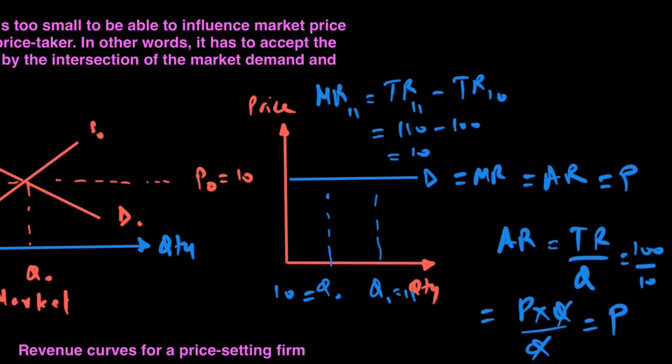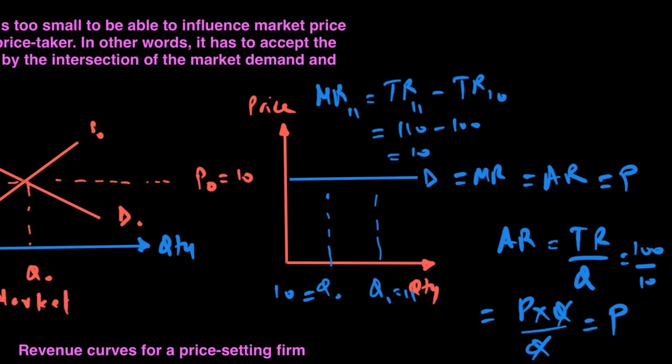So when you are a price taking firm, the demand curve is perfectly elastic, and perfectly elastic means you have tons and tons of substitutes out there, so you can only charge the price which is the market going price, which is $10. Your marginal revenue is also equal to your average revenue, which is also equal to your price, which is equal to your demand curve. So that's something which we need to remember.